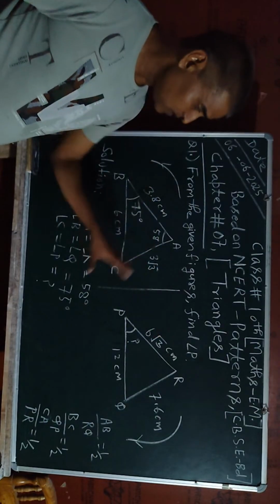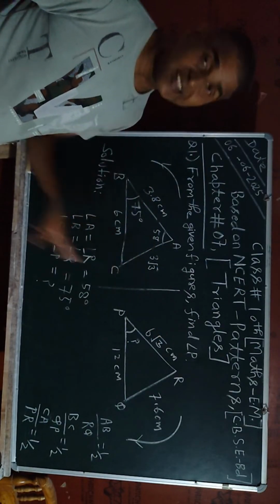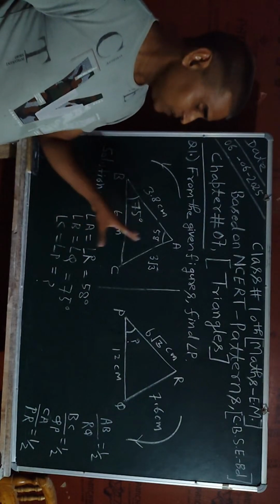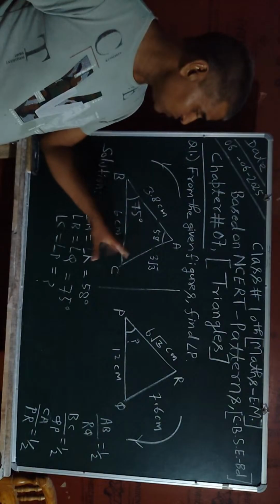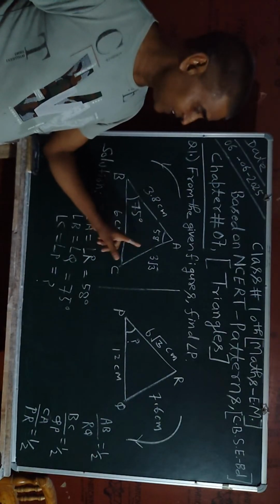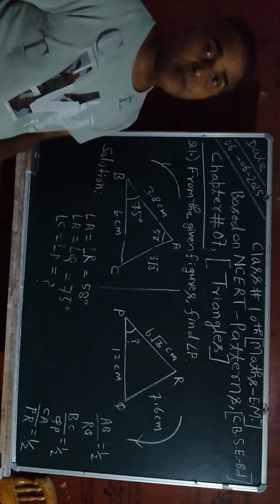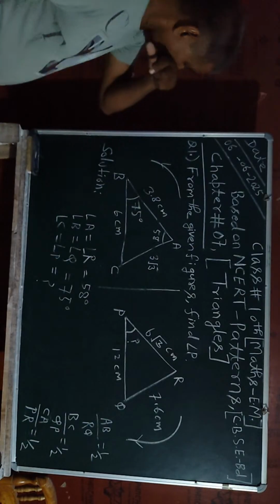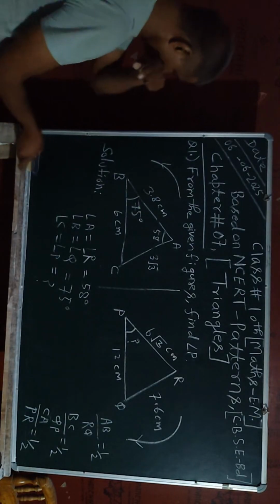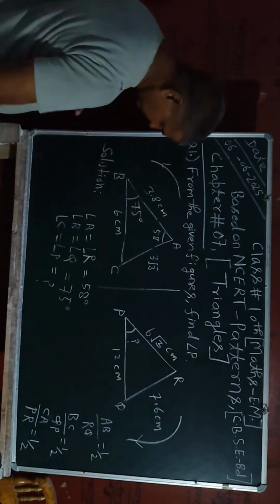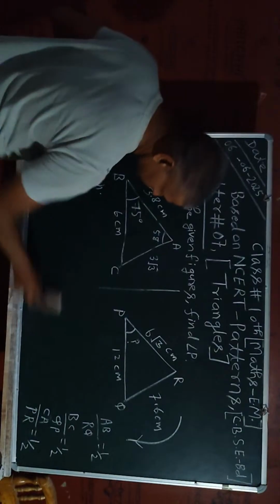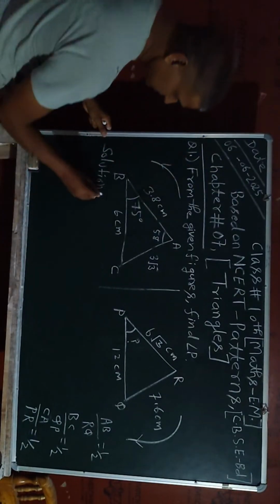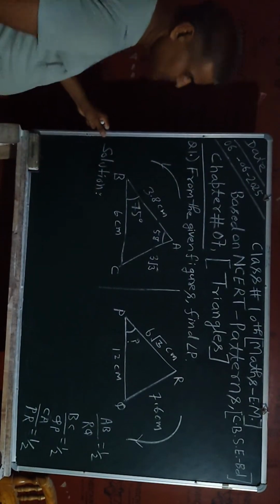So first of all, we have to prove both triangles are similar, and then by using the similarity criteria we will find the angle C, and that angle C is equal to angle P. Okay, student. Further, I am going to erase this one, and after erasing this one, I will find the value of C, the angle C. The value of C means angle C.